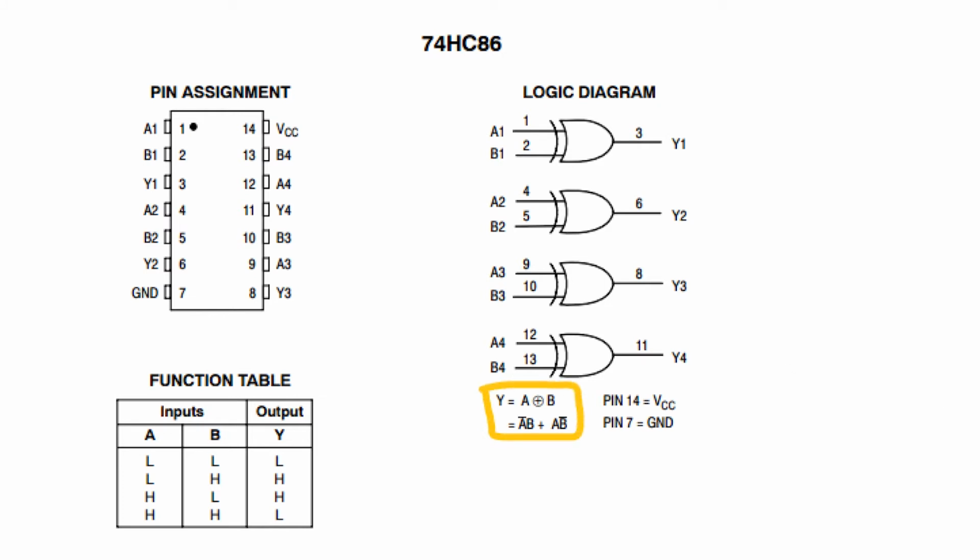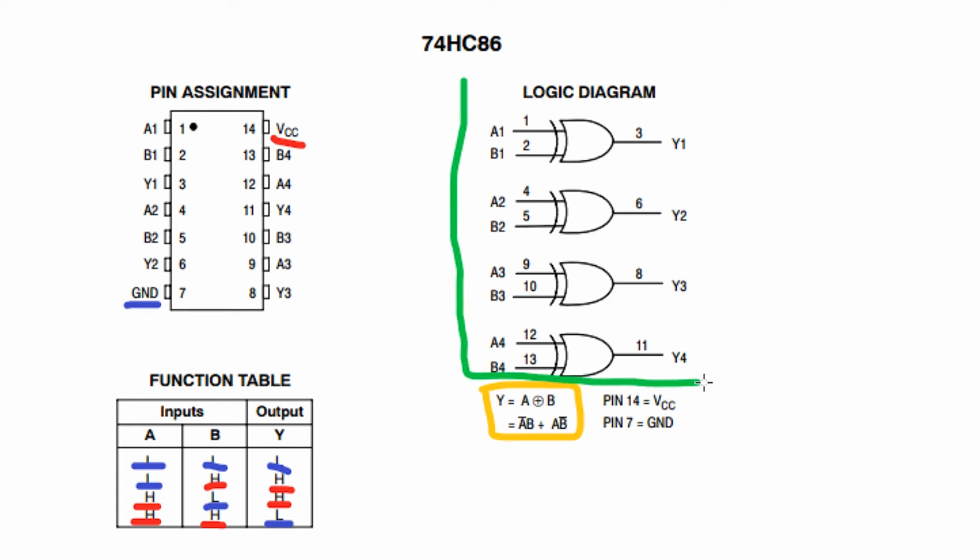74HC86 is a quad XOR gate. The pin assignment is shown. This IC outputs 1 only when the sum of both inputs is equal to 1, meaning that only one of the inputs must be connected to 5 volts and the other to ground. Pin 14 and pin 7 are VCC and ground, in that order.